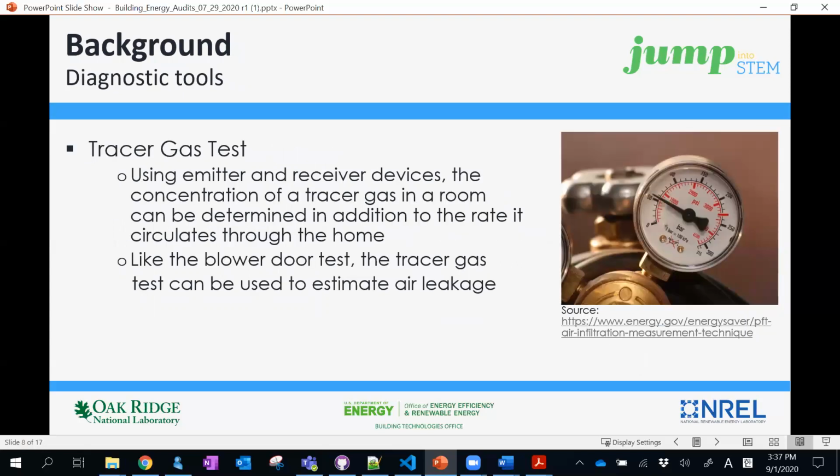or a tracer gas test can be performed to identify air leakage or determine the air tightness of the building. Tracer gas tests use emitter and receiver devices. The concentration of a tracer gas in a room can be determined in addition to the rate it circulates through the home.